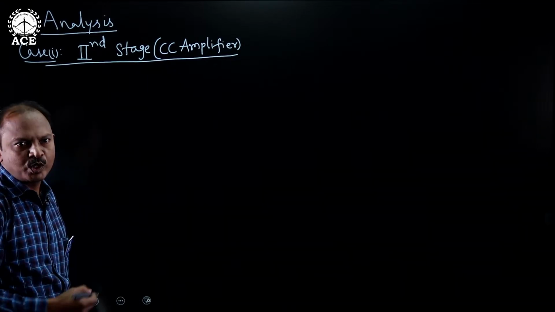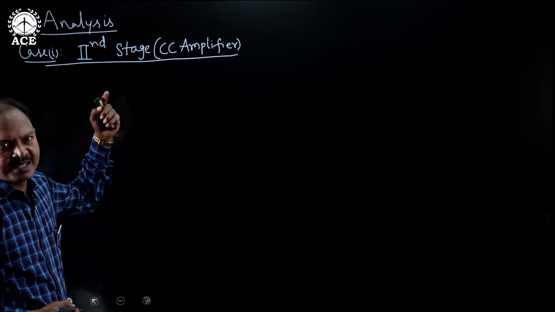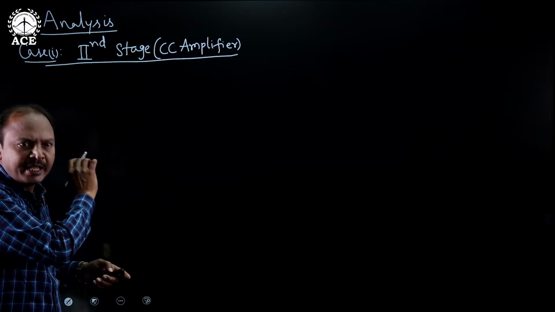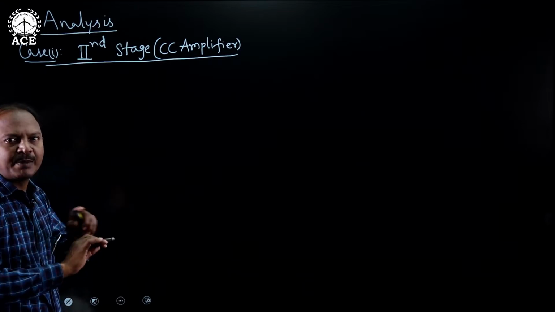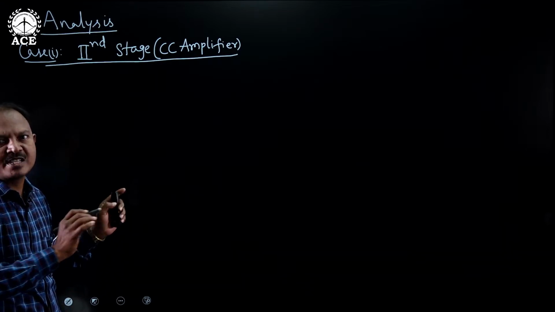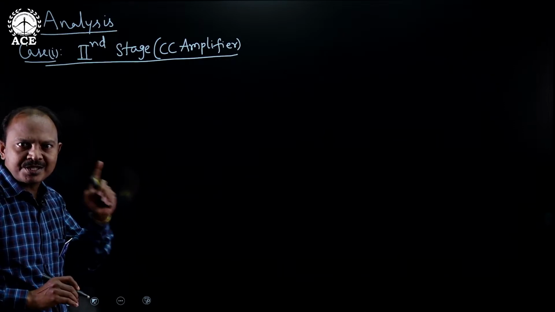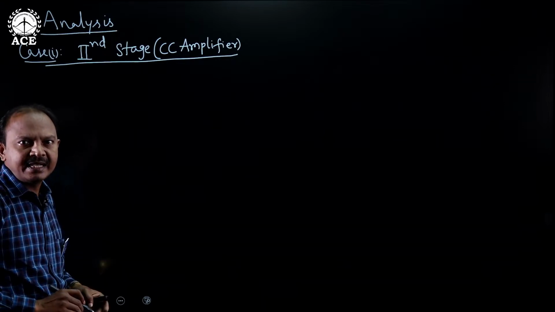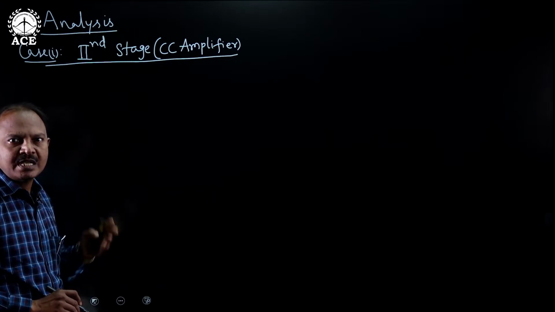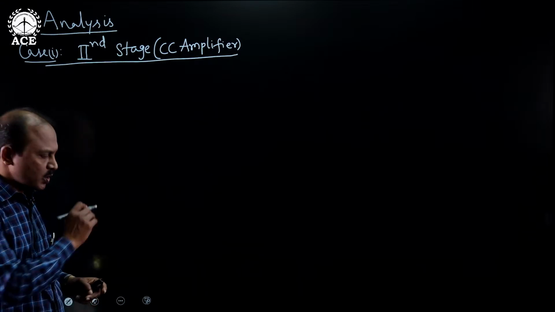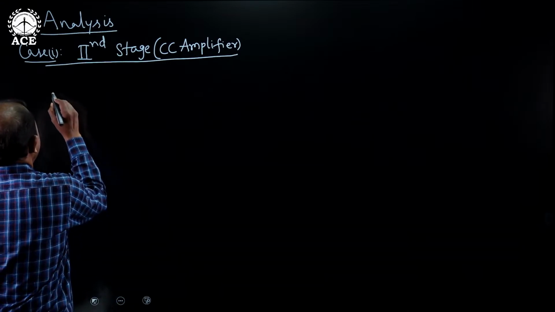As I told you, first I have started with the second stage CC amplifier. In a CC amplifier, in each stage, within 5 steps we can complete the analysis. The 5 steps are: first step is for load resistance, second step is for current gain, third step is for input resistance, fourth step is for voltage gain, and fifth step is for output resistance. So let us start with the load resistance. Step 1.